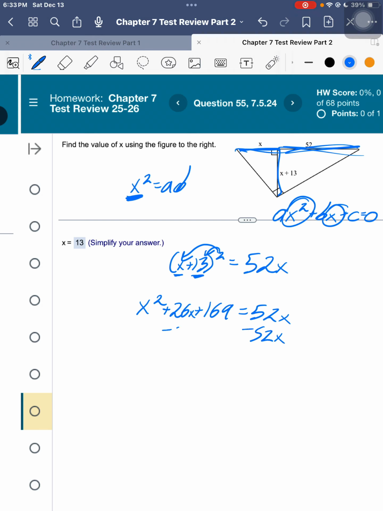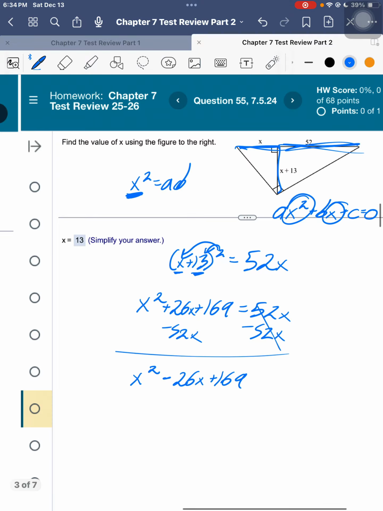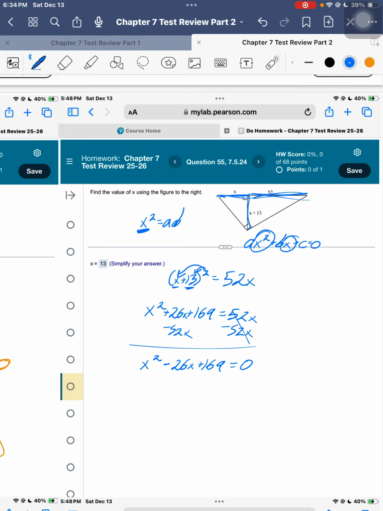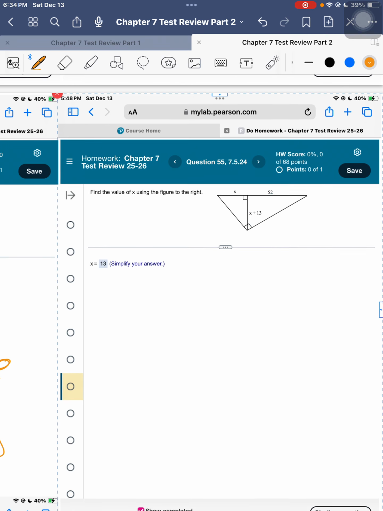Minus 52, minus 52. So I have x squared minus 26x plus 169 equals 0. So now I need to come up with two numbers. Now I'm going to do the AC method. So 1 times positive 169.